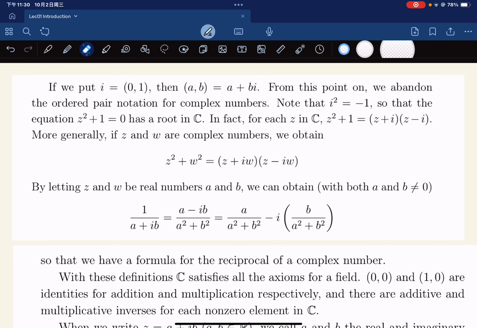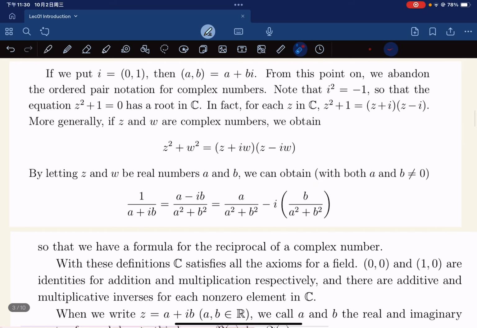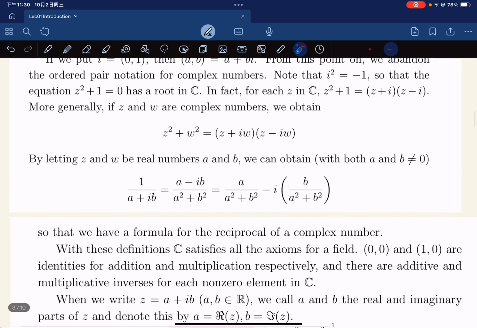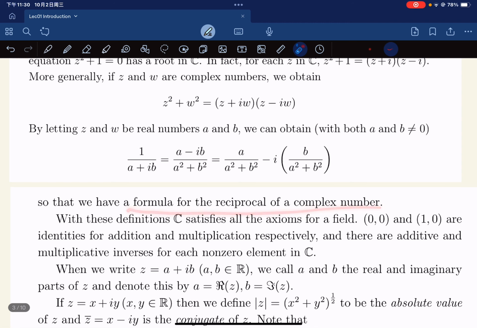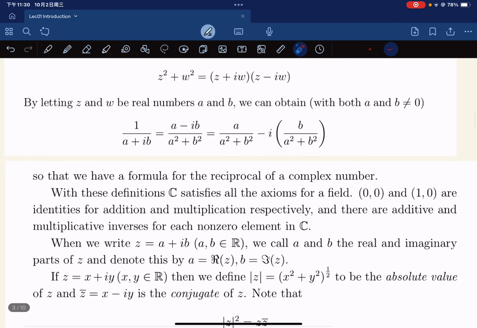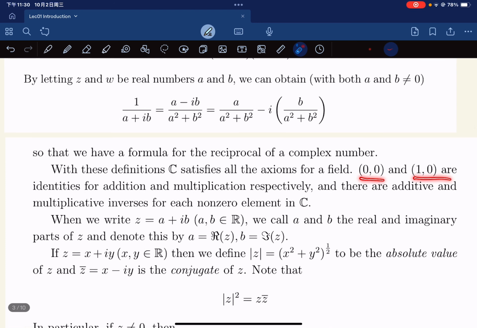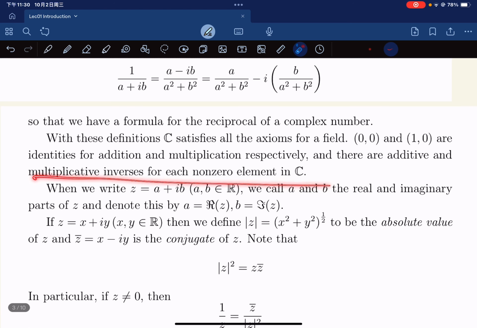And letting a and b be real numbers with a non-zero, we have that this will equal this. Right, because when we multiply a minus ib on the top and bottom, we get this, which can be simplified to this. So that we have the formula for the reciprocal of a complex number. With these definitions, it satisfies all the axioms of a field, where (0, 0) and (1, 0) are the identities for addition and multiplication, respectively. And yeah, there are additive and multiplicative inverses, right?